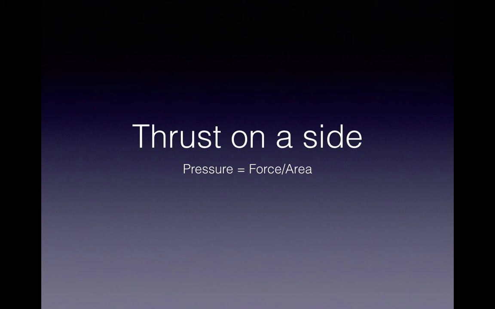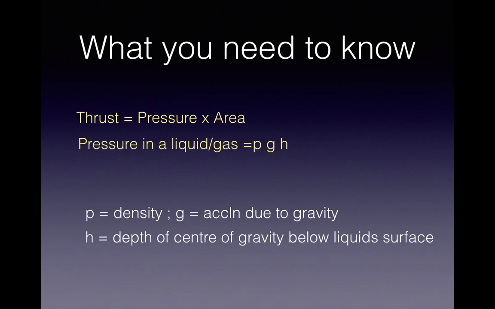Thrust on a side. So for this, we need to use pressure as force over area. The force being the thrust, so when you cross multiply, you'll get thrust is equal to pressure by area. So that's the first thing you need to remember.